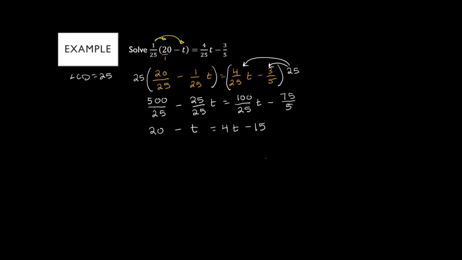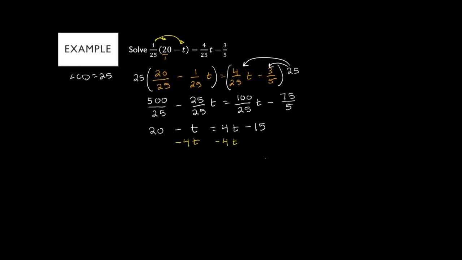So I've got these whole numbers now, and when I've got a variable on both sides and a number on both sides, that's where I always want to move my variable to the left. So I'm going to move the 4t to the left, and since it's positive, that means I'm going to subtract 4t from both sides.